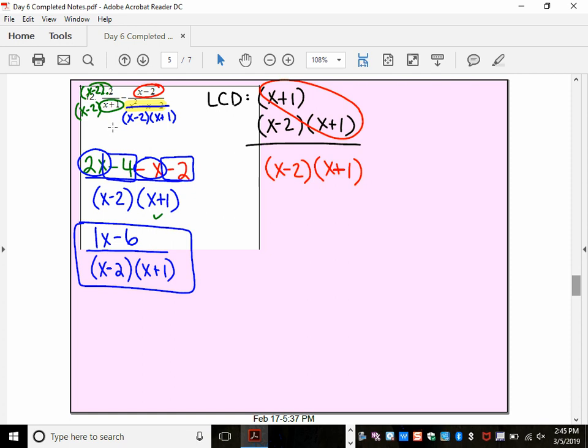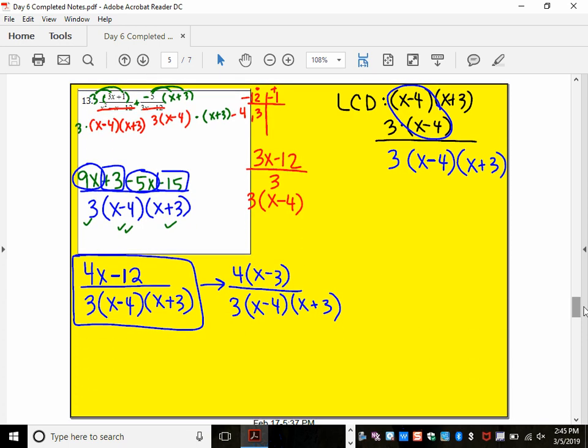So my first fraction was missing the x minus 2. I distributed that and I got 2x minus 4. Then I have negative x minus 2, or you could have had plus negative x, same thing. You still get x minus 6 over x minus 2, x plus 1. So in this case, it does not matter. Either answer would have worked.